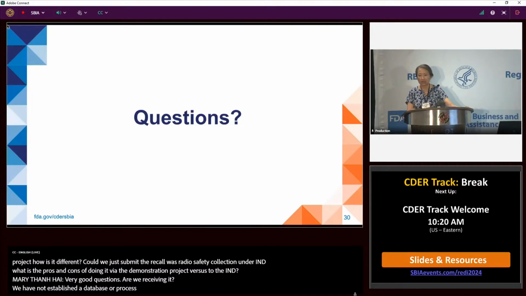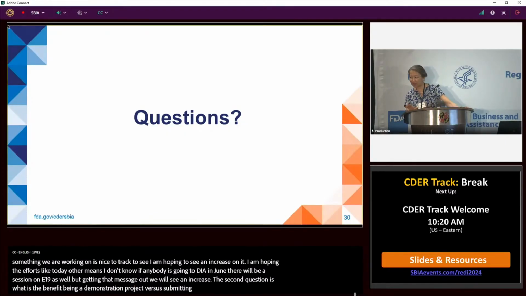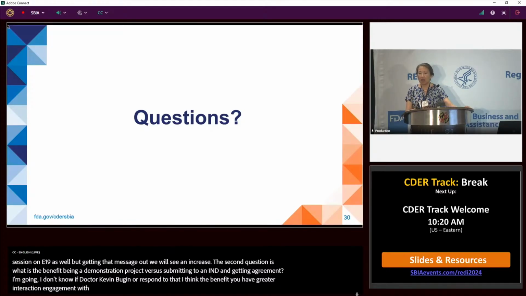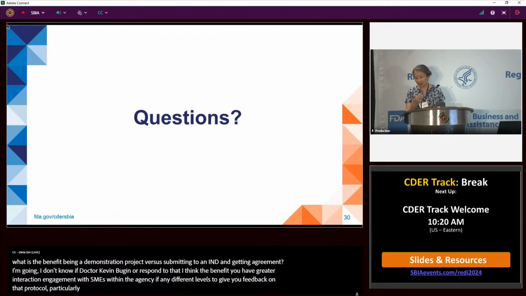So the second question is, what is the benefit of being in a demonstration project versus actually submitting it to an IND and getting agreement? I don't know if Dr. Bugan will respond to that in his talk. I think the benefit is that you'd have greater engagement with SMEs within the agency at many different levels to give you feedback on that protocol. Particularly if this is a very challenging one, you may have to engage with other regulatory agencies. It would have to be accepted in the program.